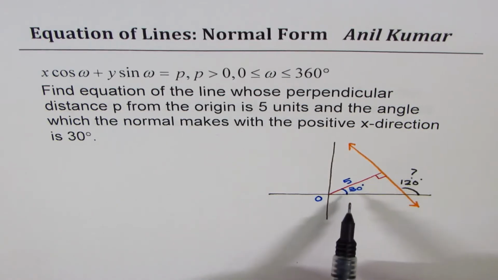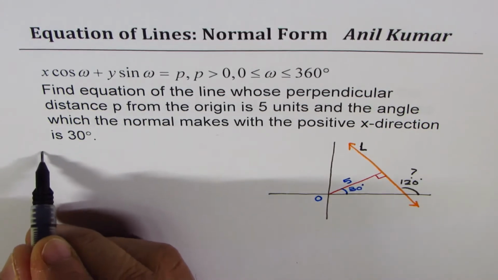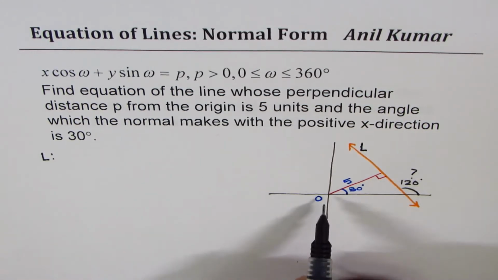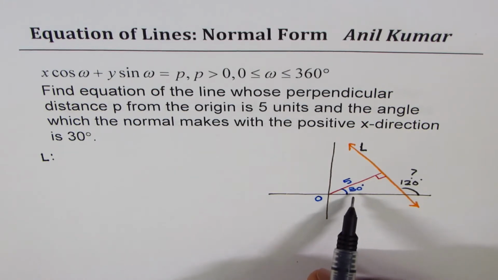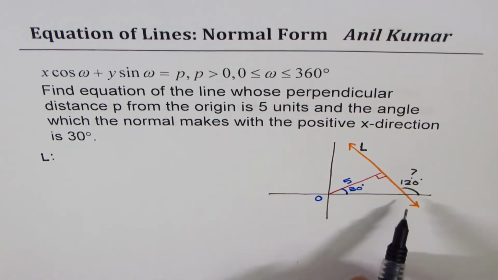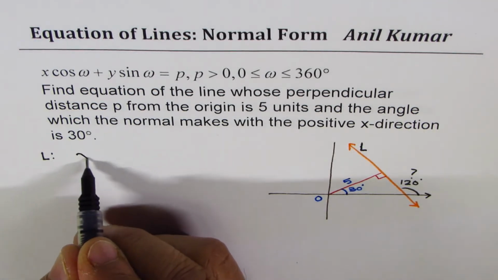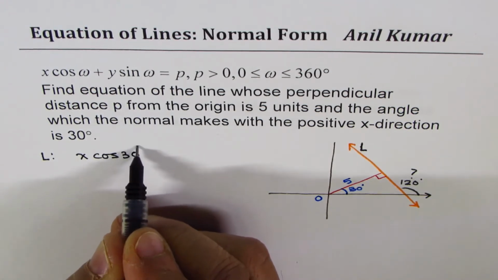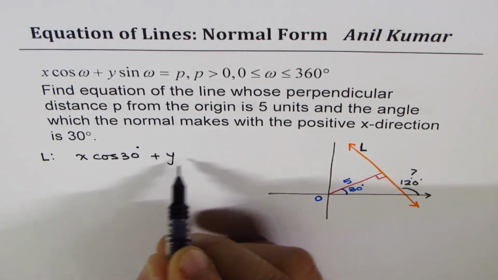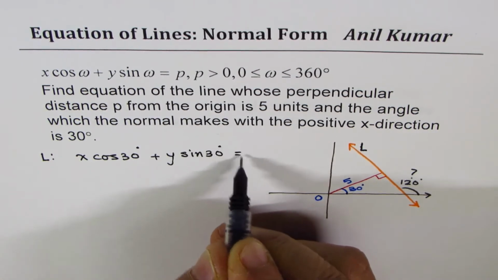Anyway, the equation of the line, let me call this line L. So the equation of the line L will be given in terms of the perpendicular distance and this angle, which the normal makes with the positive x-axis, as x cos 30 degrees plus y sine 30 degrees equals P.